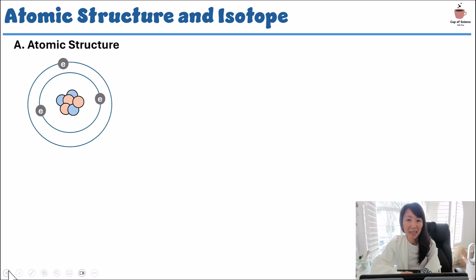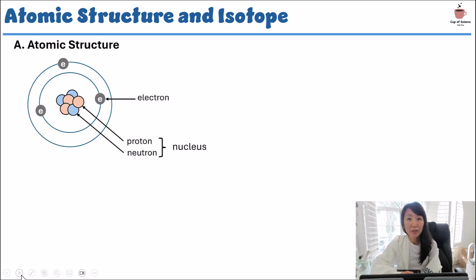This is a representation of an atom, a really simple drawing. There are electrons represented as E around these guys, and the orange one is the proton and the blue one is the neutron. Both the proton and the neutron are in the nucleus. They have their own charges and also their weight.